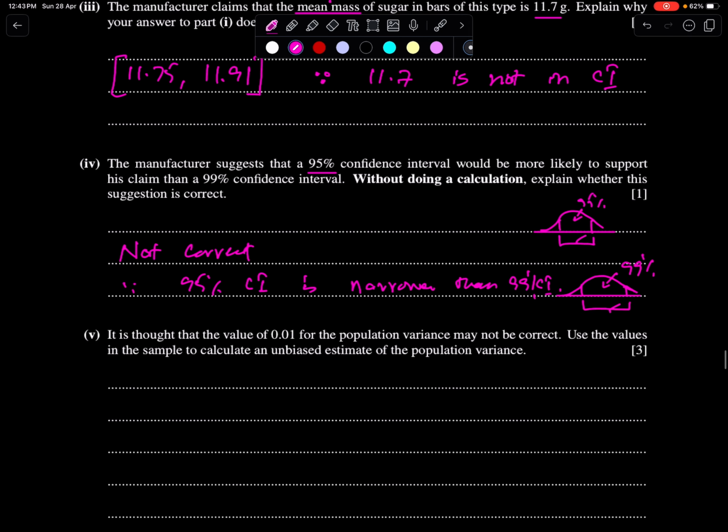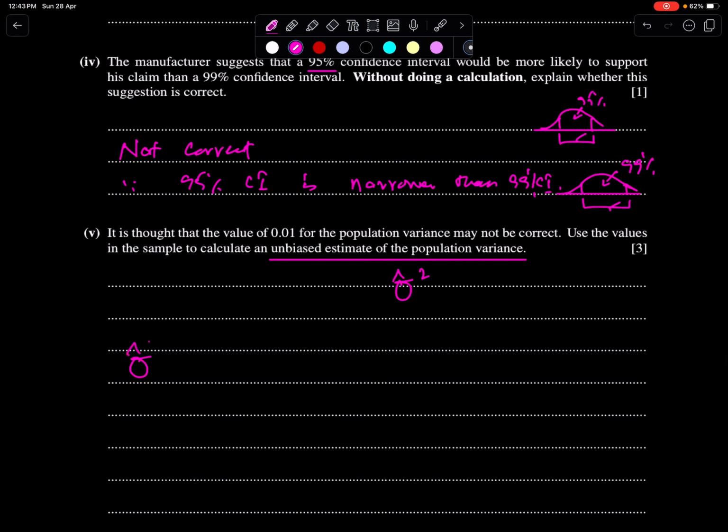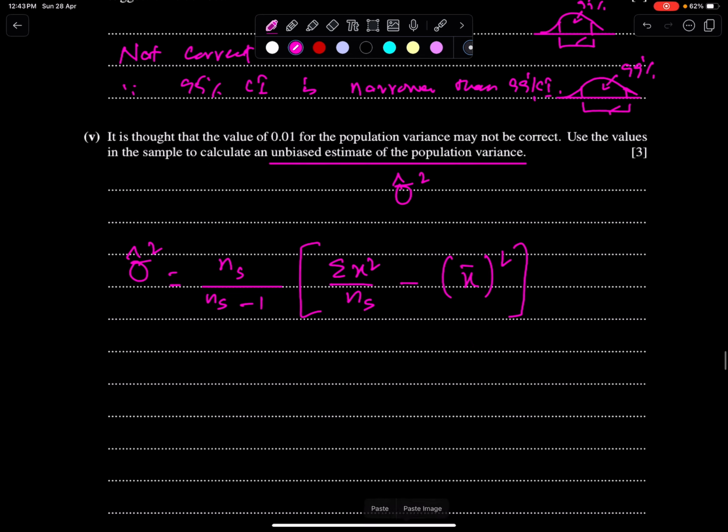This is the unbiased estimate. It is thought that the value of 0.01 for the population variance may not be correct. Use the values in the sample to calculate an unbiased estimate of the population variance. This is very simple. You can easily get this sigma cap square. This is the formula: n over n minus 1, sigma x square over n minus square of mean. You just need to get sigma x square first.